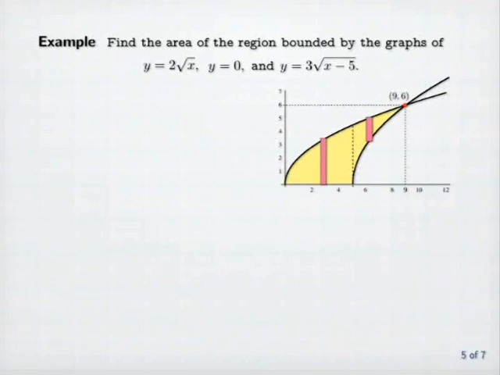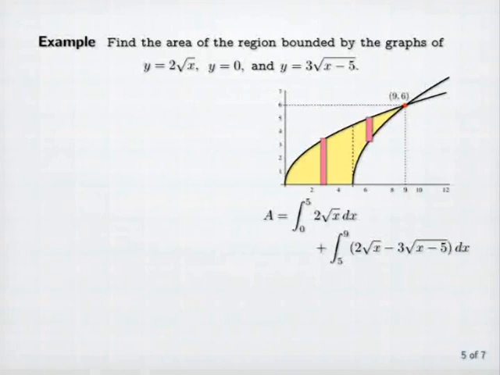And so to get the area of the left part of the region, we'll integrate from 0 to 5, 2 times the square root of x minus 0. And to get the area of the right part of the region, we'll integrate from 5 to 9, the y-coordinate on the top curve, which is 2 times the square root of x, minus the y-coordinate on the bottom curve, which is 3 times the square root of x minus 5. Now these are not difficult integrals to do, but there's a simpler approach here that will allow us to capture the entire area with one integral.